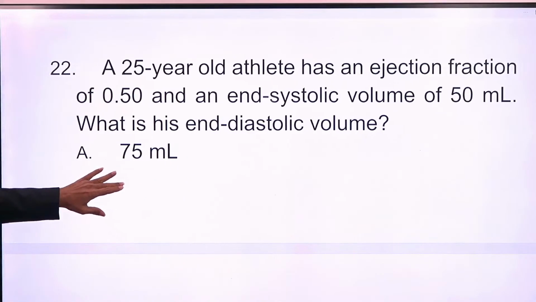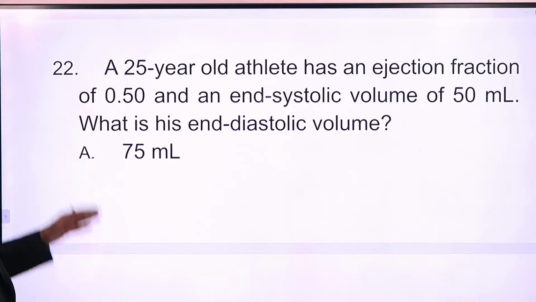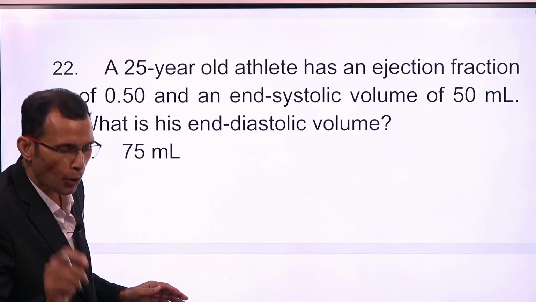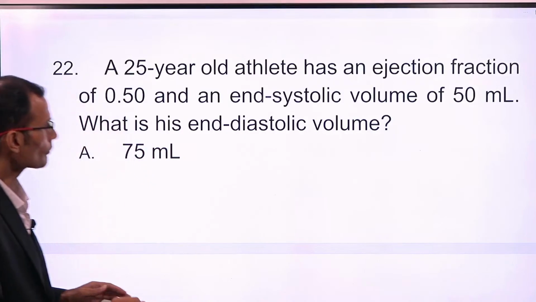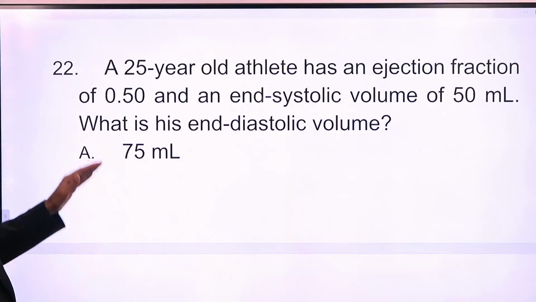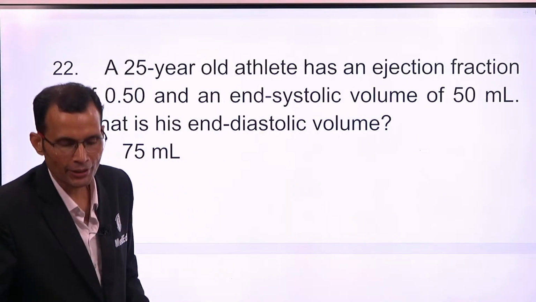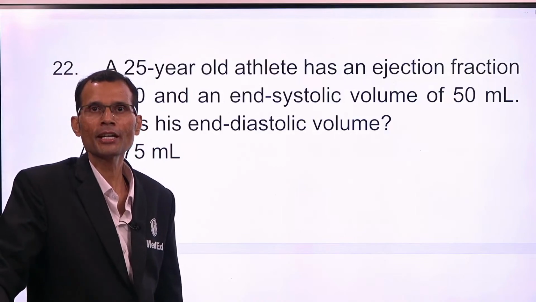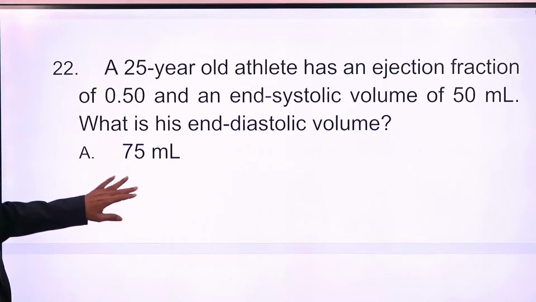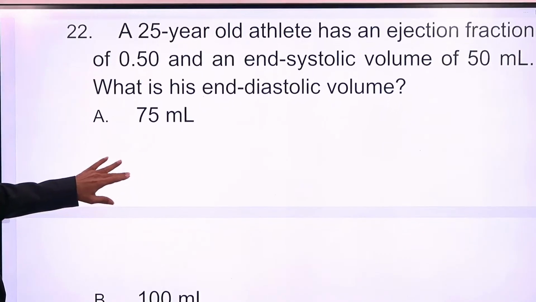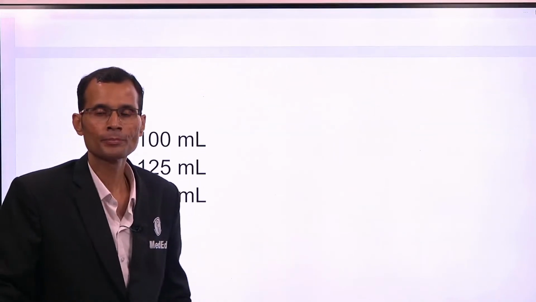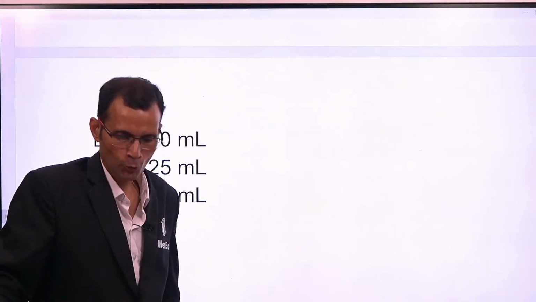A 25-year-old athlete has an ejection fraction of 0.50 and an end systolic volume of 50 ml. What is his end diastolic volume? Okay, the MCQ is given to you and this is the data. These are the options: 75 ml, 100 ml, 125 ml, 150 ml. So what's your opinion?